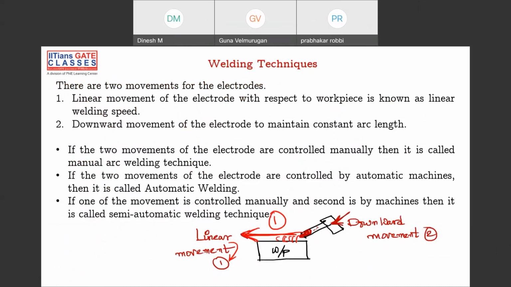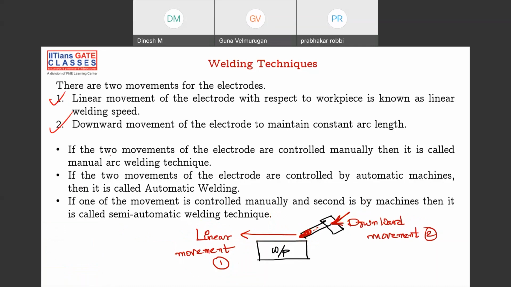Another movement is downward movement. Why? Because this is getting consumed like a cigarette. It is getting consumed, so obviously you have to move this in this direction. Downward movement, that movement is two. So this is first movement, welding speed, and downward movement is there. That is to compensate the electrode consumption and also to maintain this arc. So there are two movements, first movement, second movement.